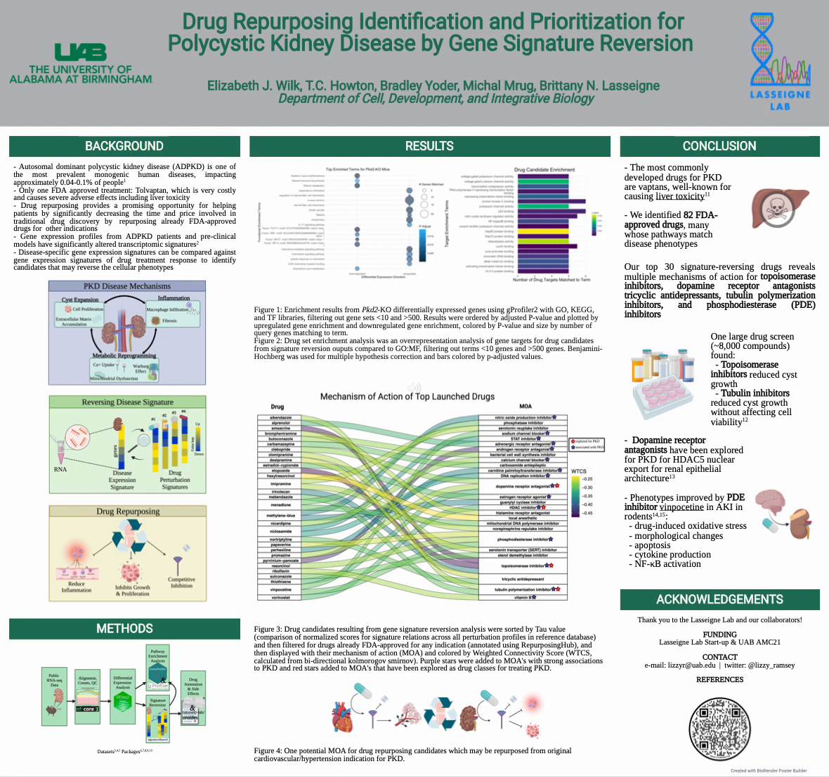So dopamine receptor antagonists are kind of a surprising result, but they have also been explored for HDAC5 nuclear export, and then for PKD as well. And then for phosphodiesterase inhibitors, specifically vinpocetine, it has been researched for acute kidney injury in mice and rats, and it was found to reduce drug-induced oxidative stress, morphological changes, apoptosis, cytokine production, and NF-kB activation.